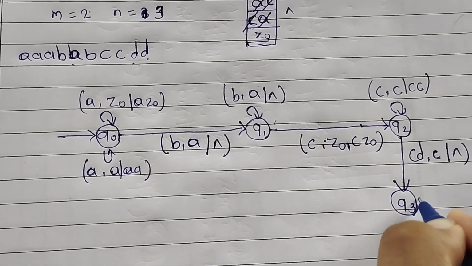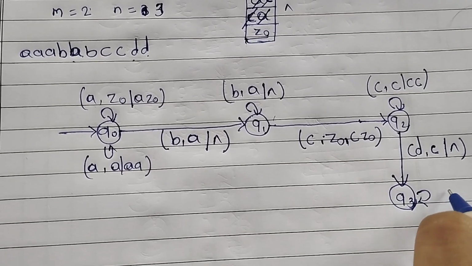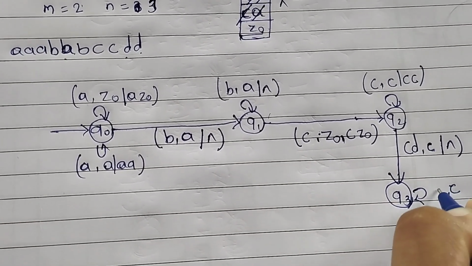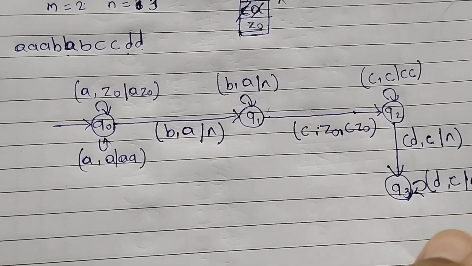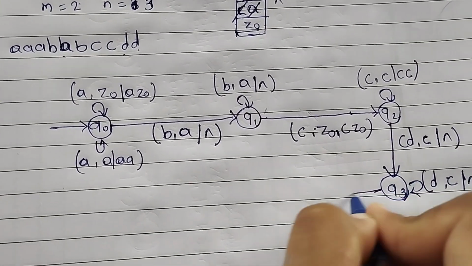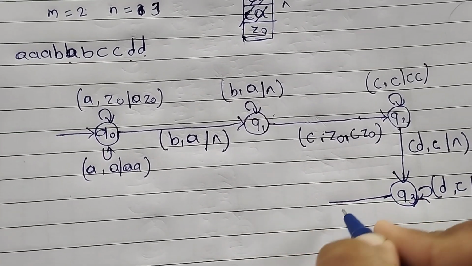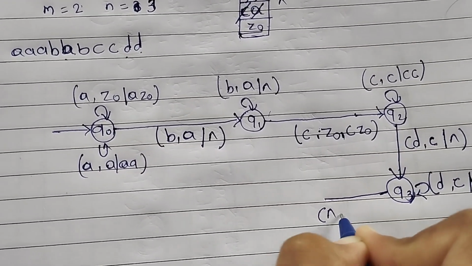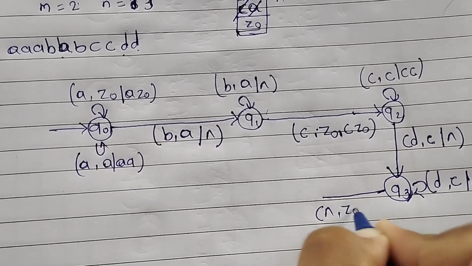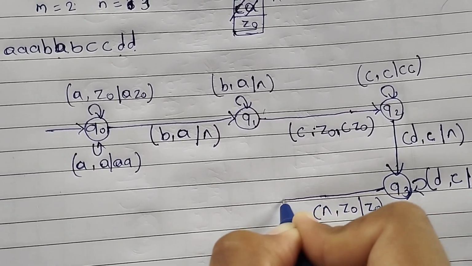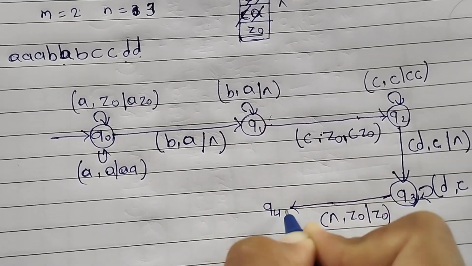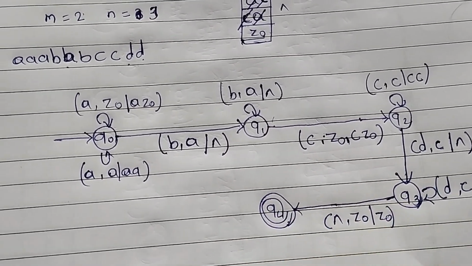Here also we perform the same cycle. If n number of C's are already present and we read n number of D's, then pop the symbol. And now we are in the final state, meaning here we read null. Initially Z0 is present, then Z0, and final state Q4. So this is the final state.